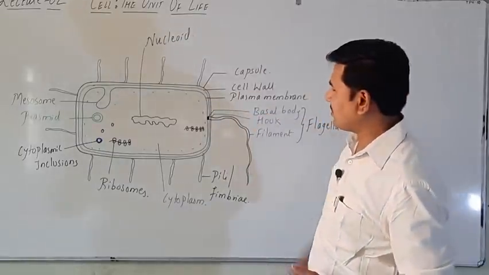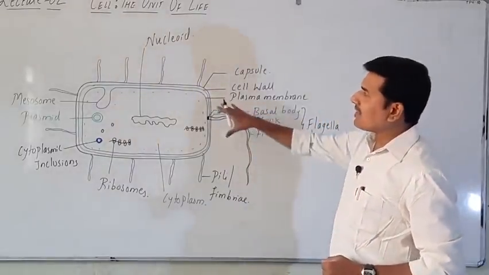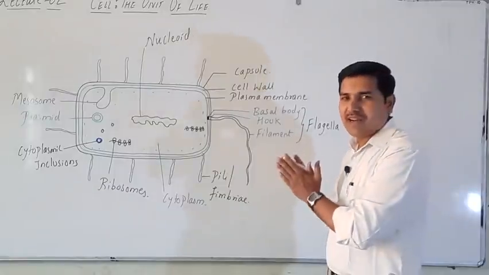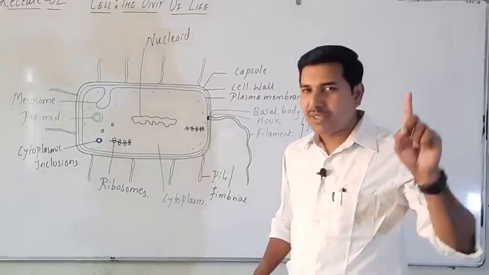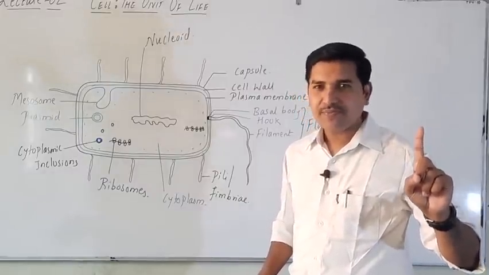Okay, now look at this. When we look at the bacterial cell, prokaryotic cell is bacterial cell. Here we have taken an example of a bacterium. Bacterium singular, bacteria plural.